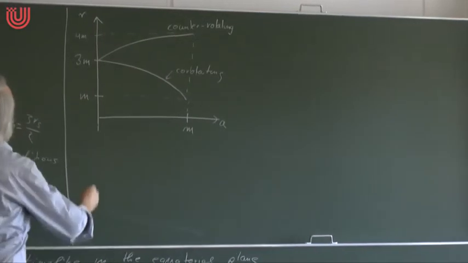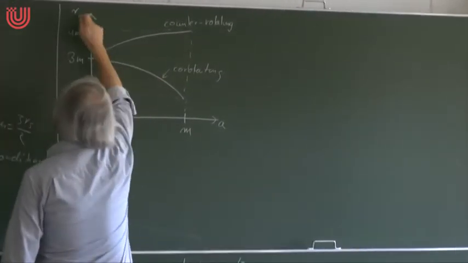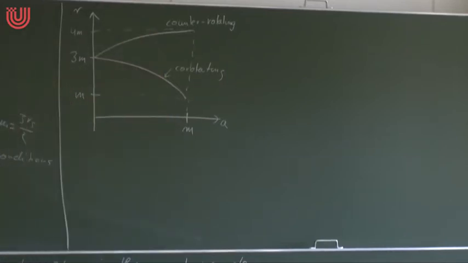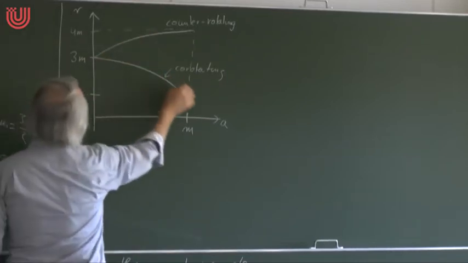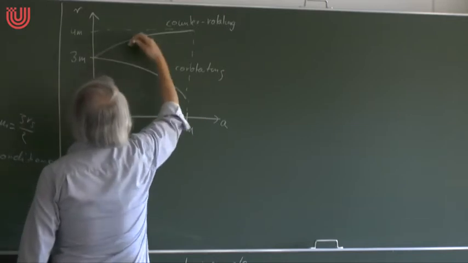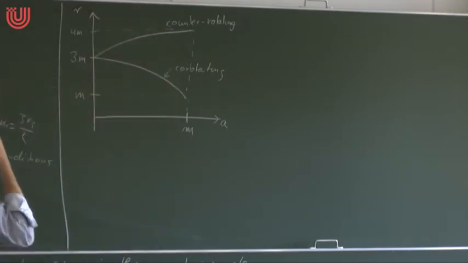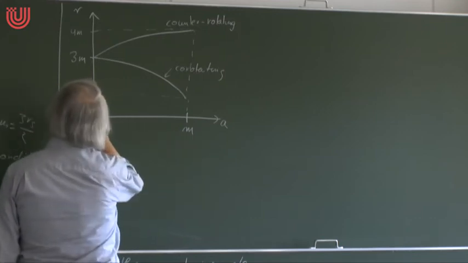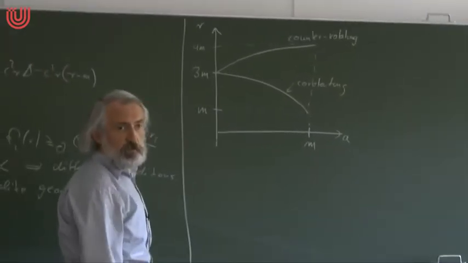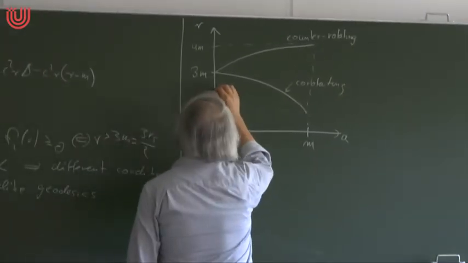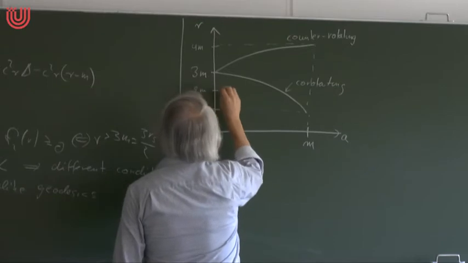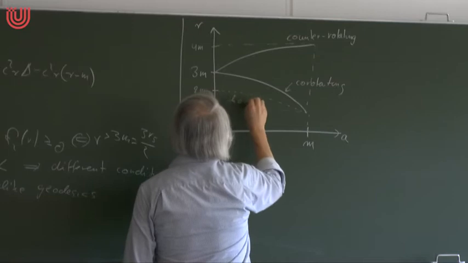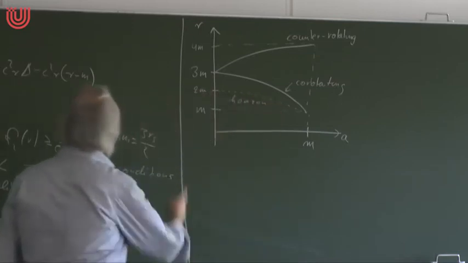So the allowed radius values for the co-rotating circular geodesics are the values above this line, and for the counter-rotating ones above this line. So in the extreme case, A equals m, I am at m. But this is also the horizon, right? Remember, this is also the horizon. The horizon starts at 2m and also goes to m. The dashed line is the horizon.